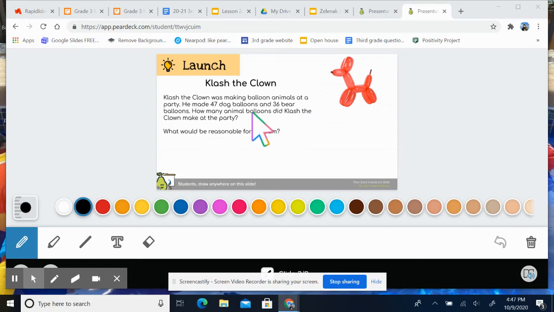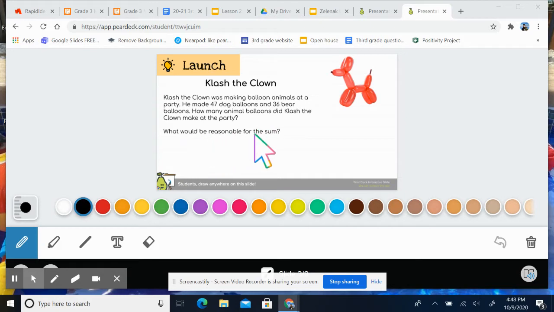First, I will look at the words to help me understand what the story problem is talking about. A clown is making balloon animals, and 47 are dog balloons, 36 are bear balloons. This last question is going to help me understand what I need to do. How many animal balloons did Clash the Clown make at the party? It's asking about animal balloons. So I'm going to take the number 47 dog balloons and add 36 bear balloons to figure out how many animal balloons Clash the Clown made.